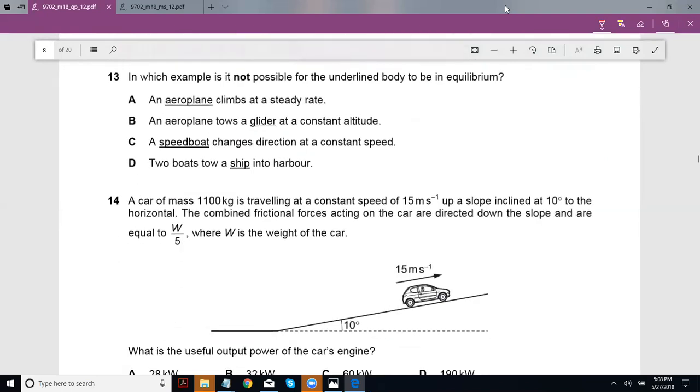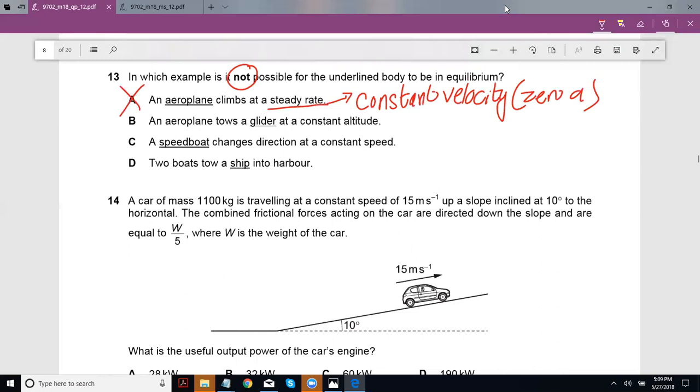13. In which example is it not possible for the underlined body to be in equilibrium? A, an airplane climbs at a steady rate. So if it's a steady rate, can we say it's climbing at a constant velocity? Yeah. If something's climbing at a constant velocity, it means zero acceleration. And by F equals ma, zero acceleration means zero net force, which means this is in equilibrium. So this is not our answer.